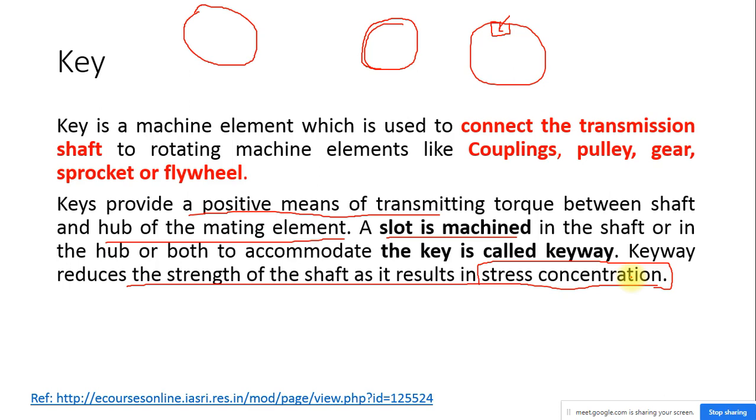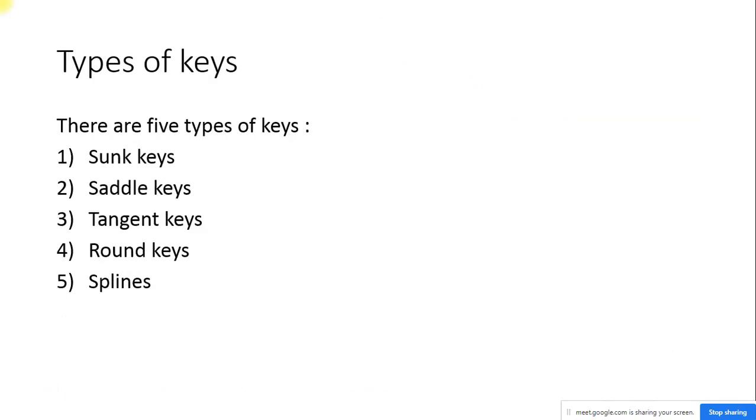So to avoid this, the latest types of keys come without having any keyways, either in a shaft or in an element. Types of keys: there are 5 types of keys which are used worldwide. One is the sunk key, saddle key, tangent key, round key and splines. This may be asked as a 2-mark question in your university examination. So what is a key and what are the different types of key? Differentiate the difference between a few keys.